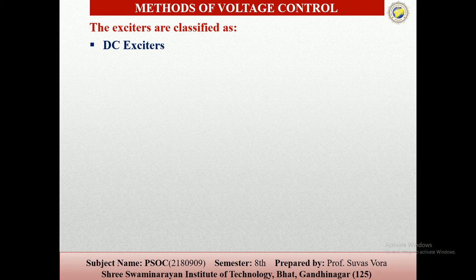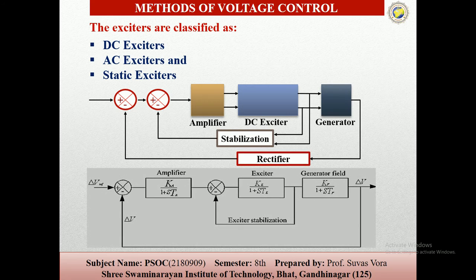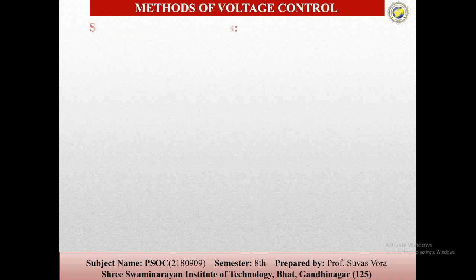Exciter systems are classified as DC exciters, AC exciters, and static exciters. So this is the diagram of the method. This one is the amplifier block, then the DC excitation system, then the generator, and the rectified signals. So when we change the excitation system or load, at that time the stabilization is also considered in the feedback path. So this is the block diagram of this method.